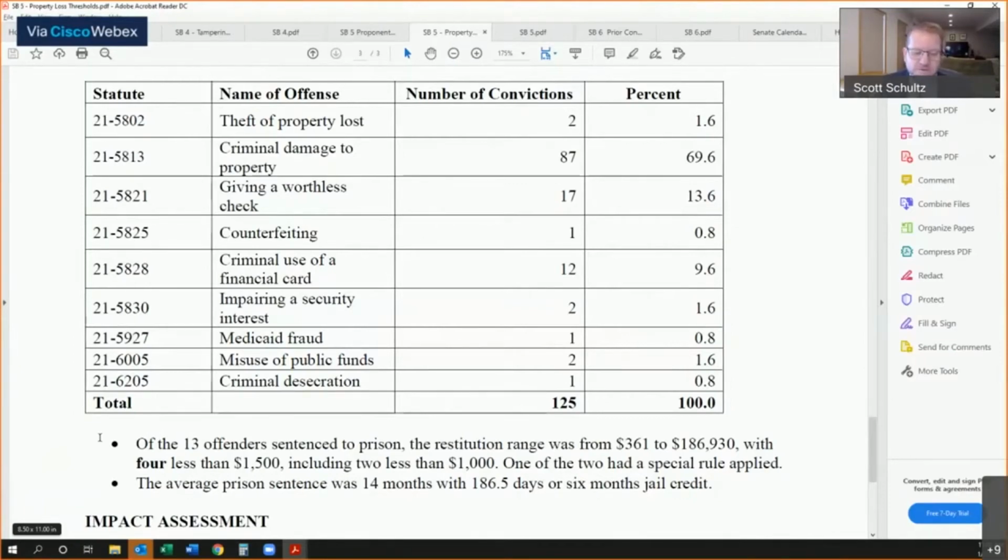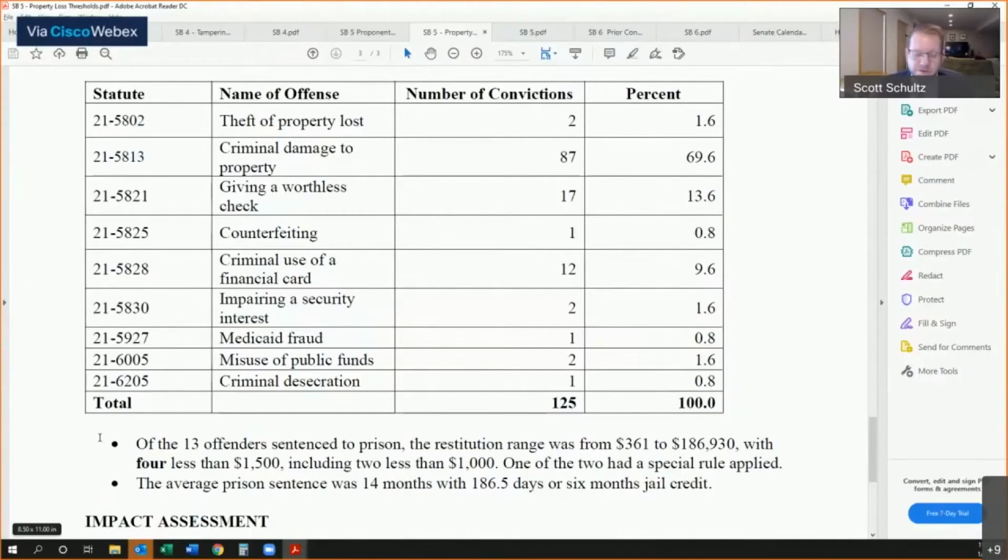Also, the states that increased their thresholds had the same average decrease in crime as the 22 states that didn't. So no effect there. And finally, the value of these states' felony thresholds, whether they were $500, $1,000, or $2,000, had no correlation with the rate of property crimes.